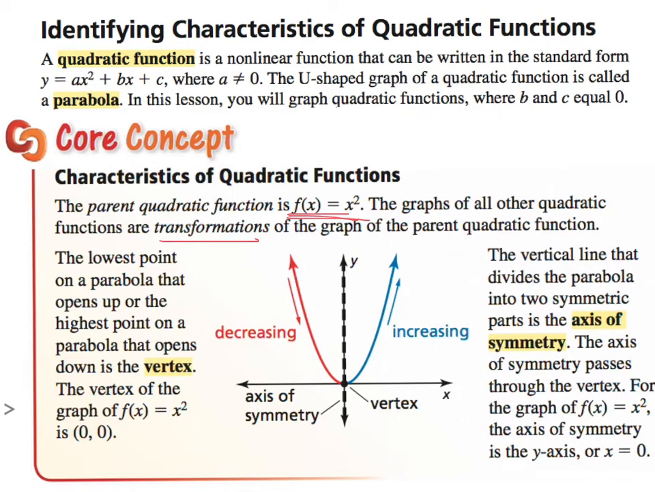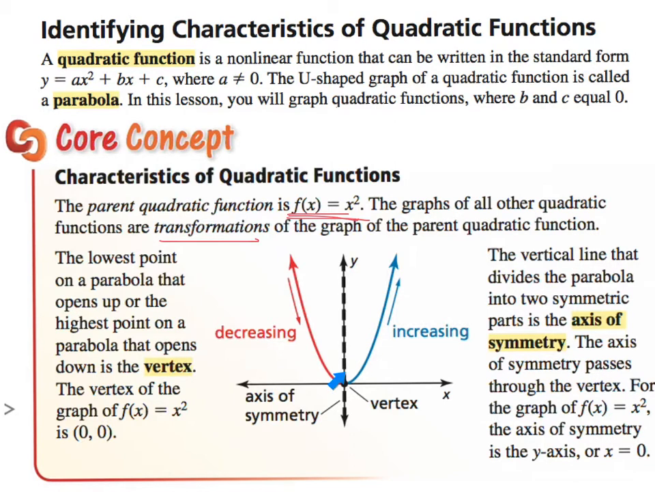So we have a lot of information here. This right here is our parabola. The lowest point on a parabola that opens up, or the highest point on one that opens down, is called the vertex. So in this case, the vertex is 0, 0. The vertex of the graph of the parent function is 0, 0. The vertical line that divides the parabola into two symmetric parts, in this case, is the y-axis. The left side and the right side are both symmetric. This is called the axis of symmetry. The axis of symmetry passes through the vertex.